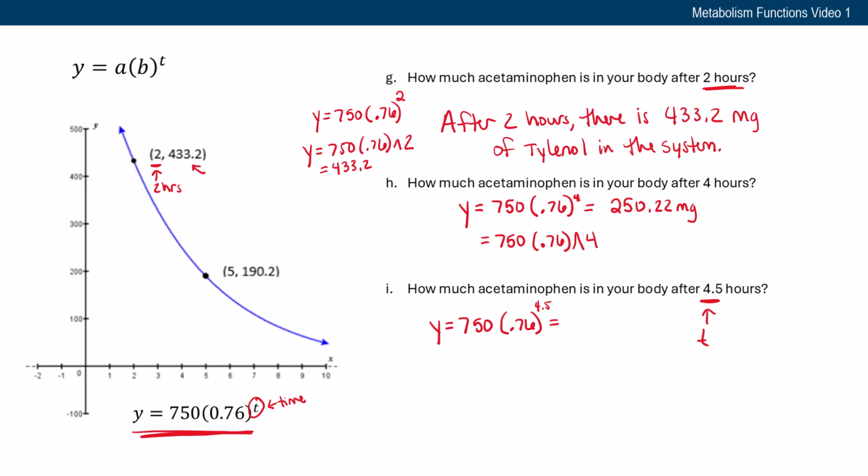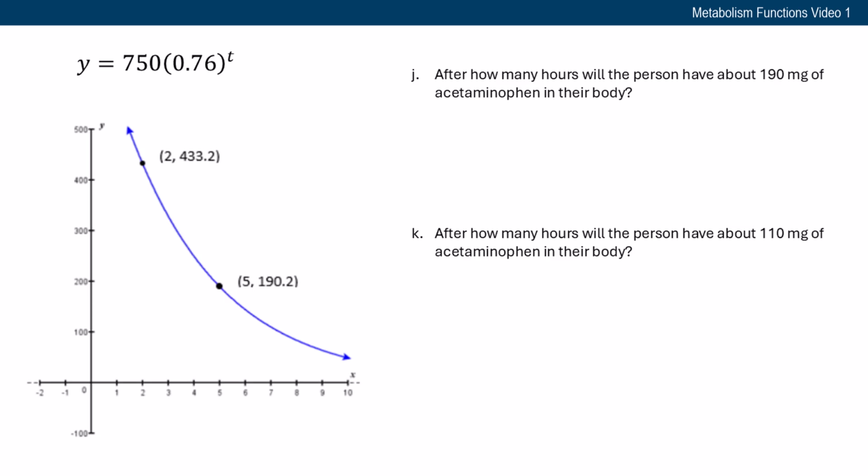Once you plug that into your calculator, you will get 218.13 milligrams. All right, so the previous examples all gave us an input of time, so we knew that we wanted 2 hours, 4 hours, 4.5 hours, and then we solved for the amount of Tylenol in the system.